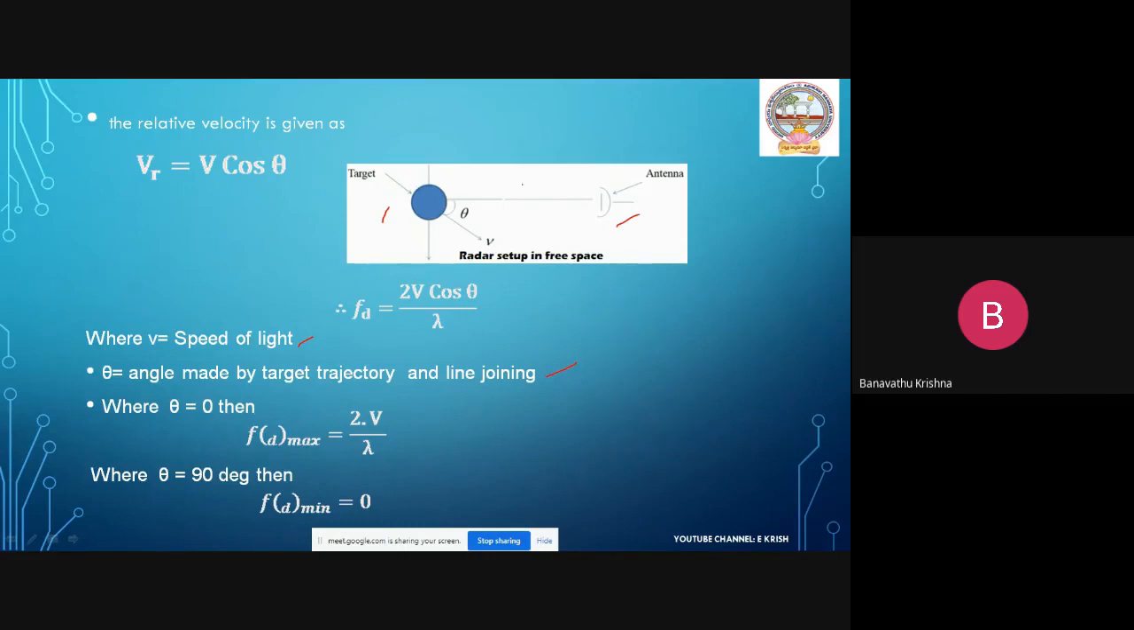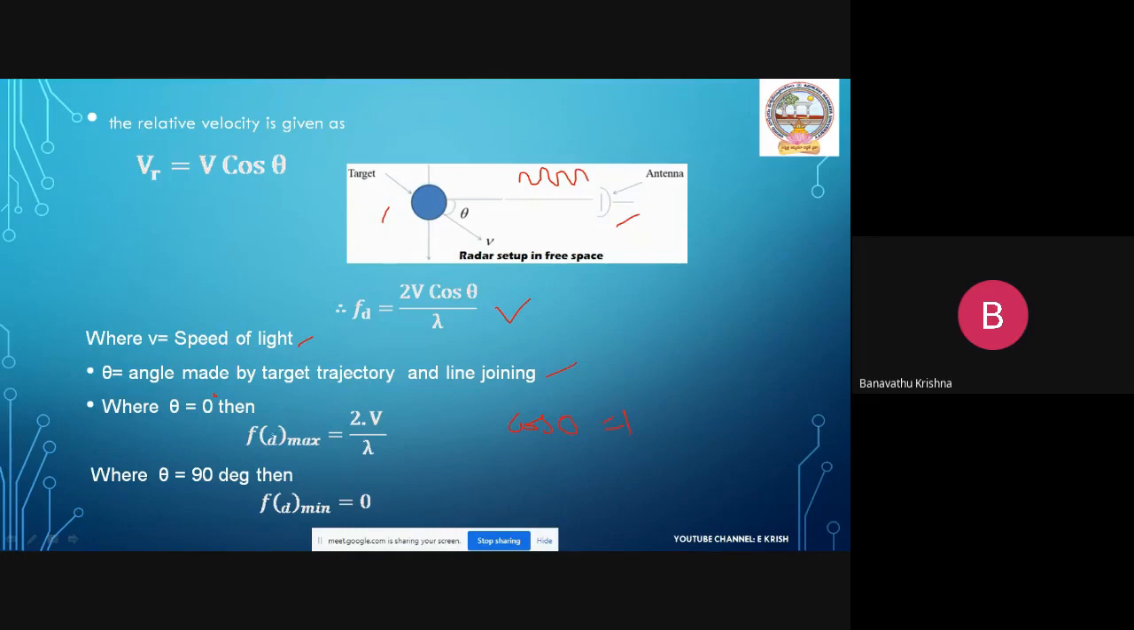Theta is zero means that we are transmitting the continuous signal into the space through the transmitting antenna. This signal is intercepted by the target and it scatters, and some portion is received at the radar receiver station. In that case, it has some angle with respect to the velocity. Suppose that theta is equal to 0 degrees. Then substitute this value in the equation. So fd is maximum, equal to 2 V by lambda. Here the theta value 0 means cos 0 is equal to 1. Cos 0 is 1.